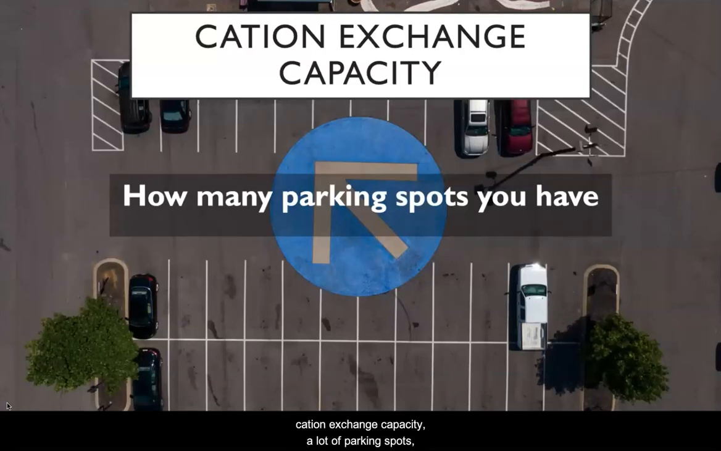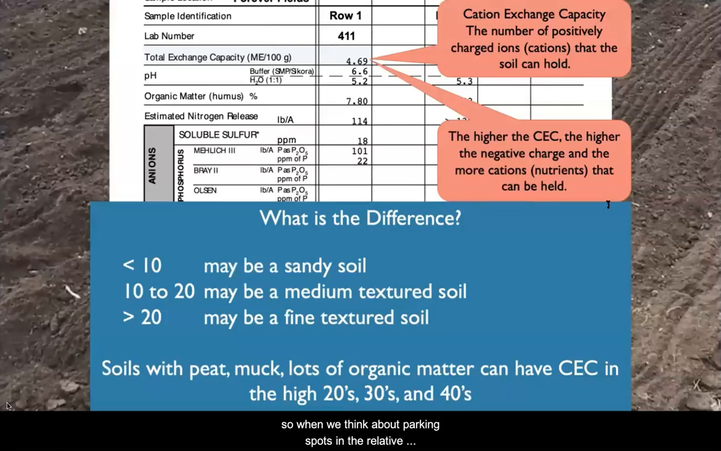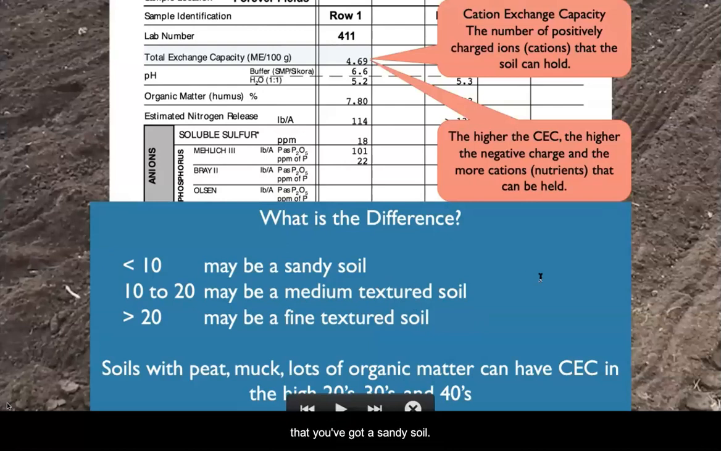So when we think about parking spots and the relative number we're looking for, less than 10 usually indicates that you've got a sandy soil. 10 to 20 means you usually have some kind of mixed texture soil, maybe like a silty sand. And once you get over a score of 20, it usually means you have a high level of organic matter or you've got a fine textured soil, like mostly clay.